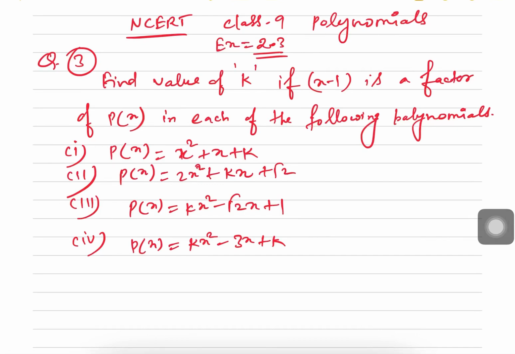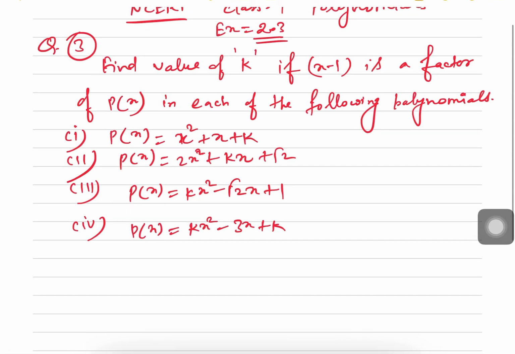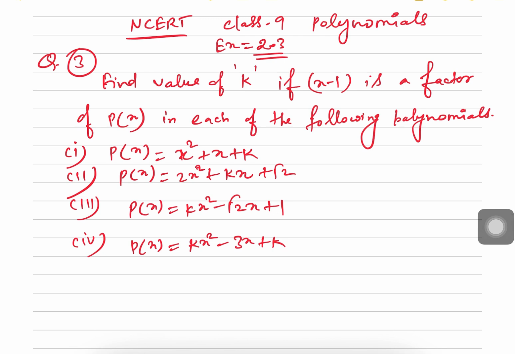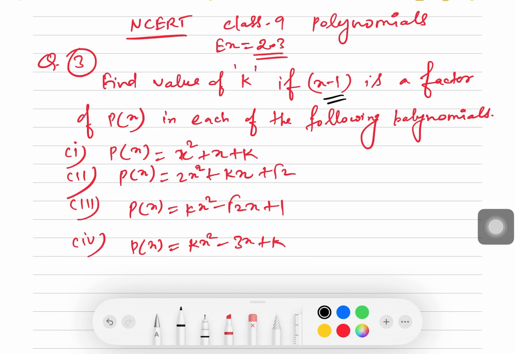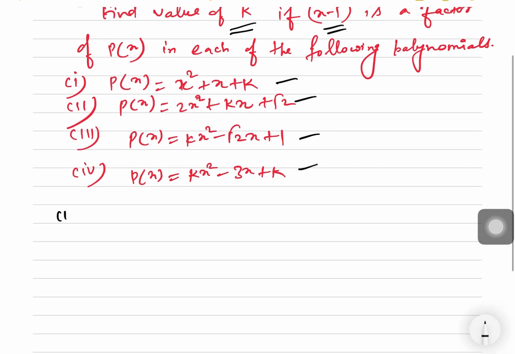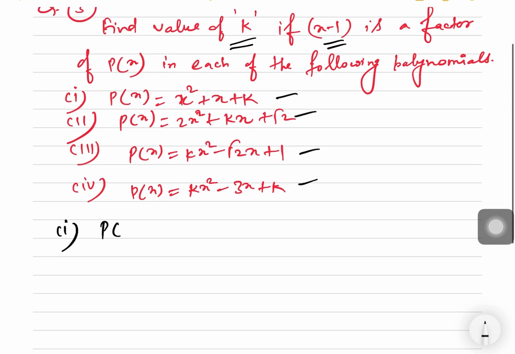Exercise 2.3, Class 9, NCERT Polynomials, question number 3. Find the value of k if x minus 1 is the factor of p of x in each of the following polynomials. So in this question, they have given that x minus 1 is the factor of all these polynomials. So keeping that in mind, we have to find the value of k.